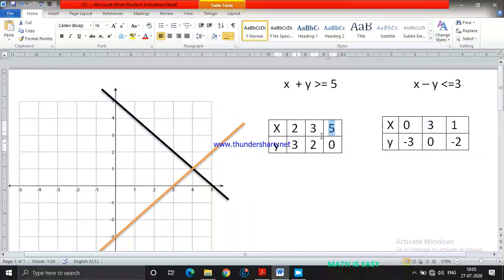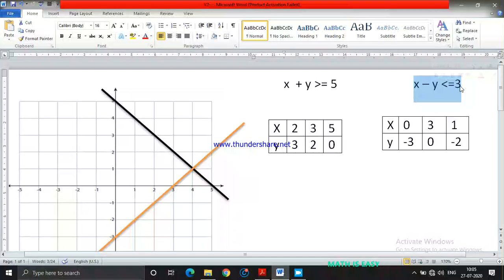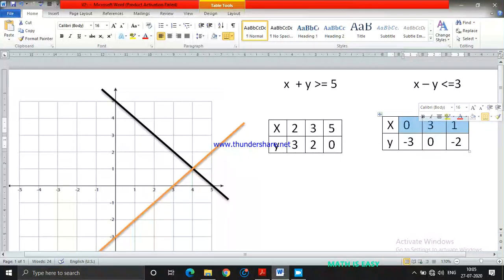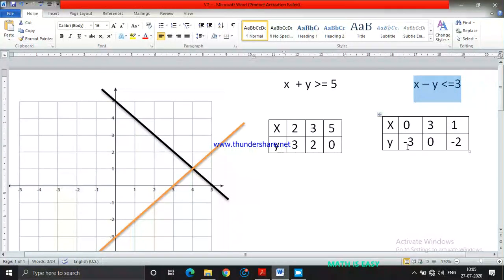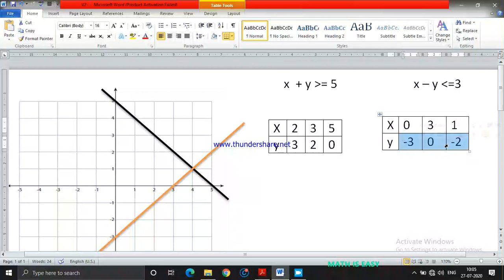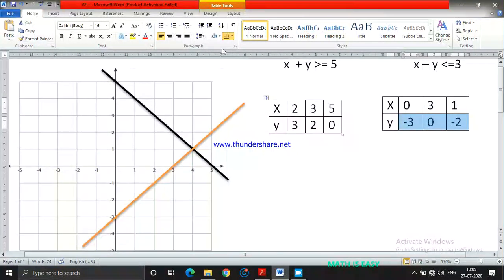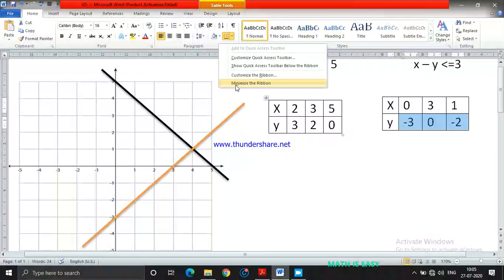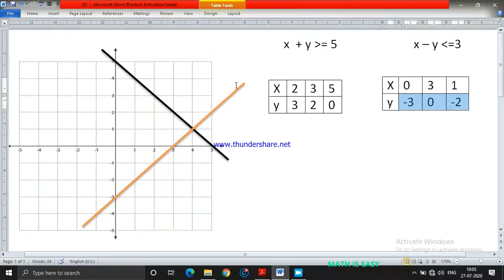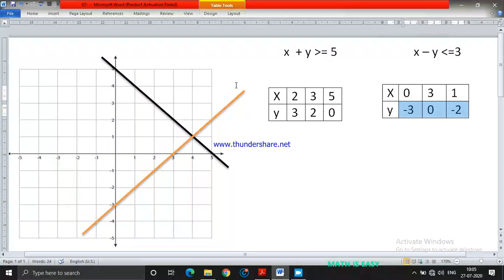Similarly, for the second inequality, x minus y is less than or equal to 3, I'll make a table. I'll take different values of x and substitute them in this equation, then I get the different values of y. Once you know the values, I think you already know this process, you already studied it in class 10th. Okay, now how to represent this with the inequality sign.